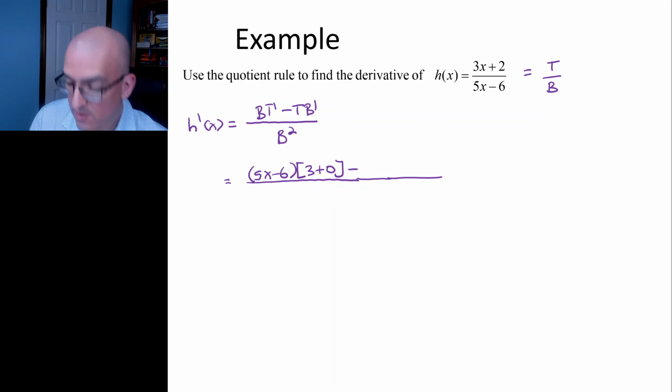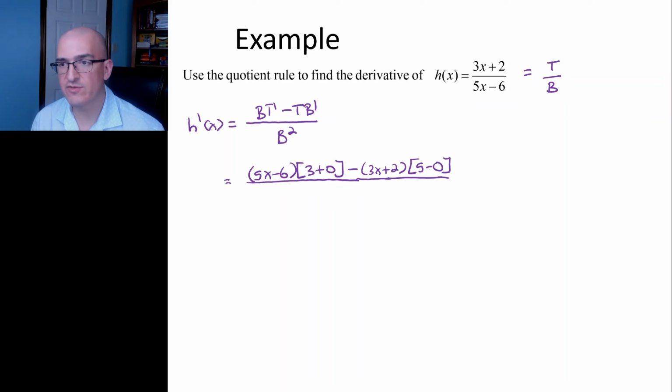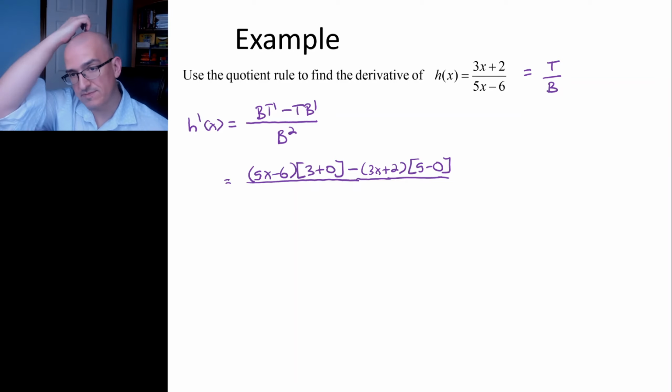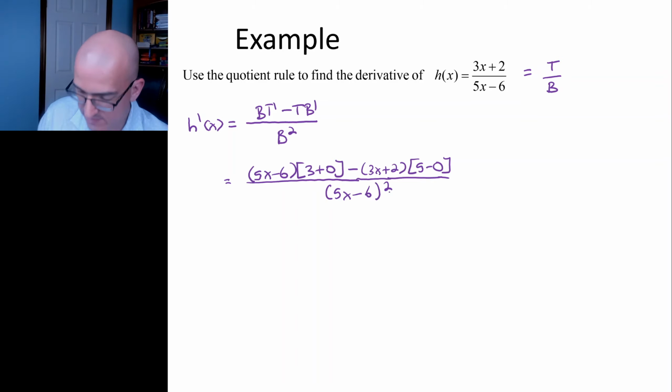minus tb prime, so the top, 3x plus 2 times the derivative of the bottom, which is 5 minus 0. Derivative of 5x is 5, derivative of 6 is 0, so 6 is a constant. All divided by the bottom squared, 5x minus 6 all squared.